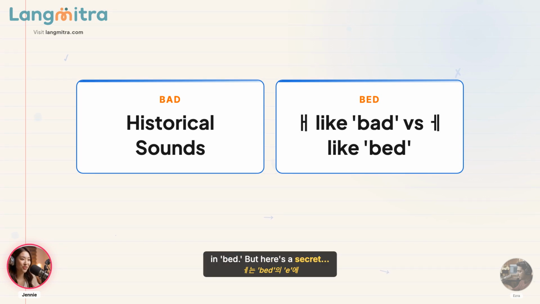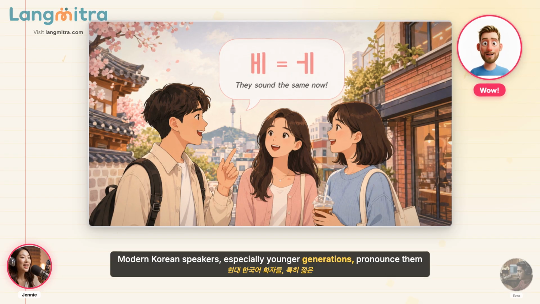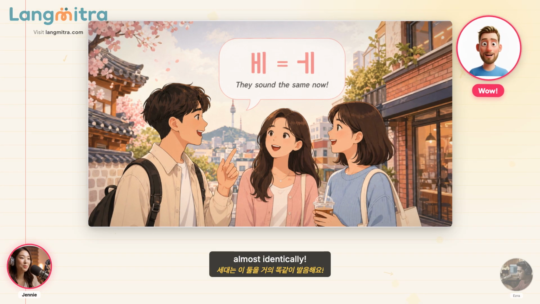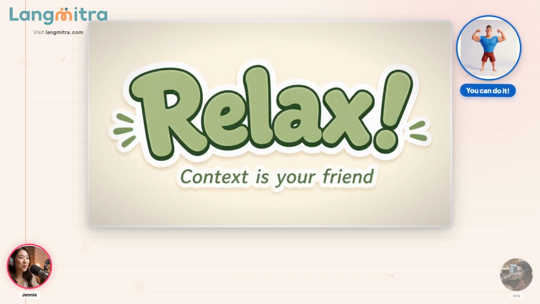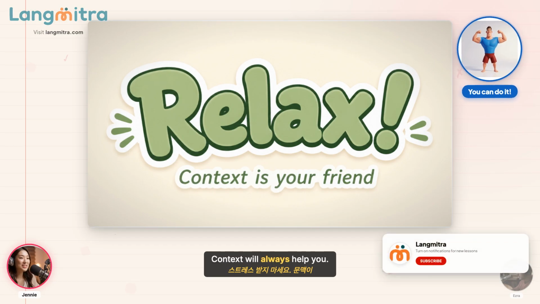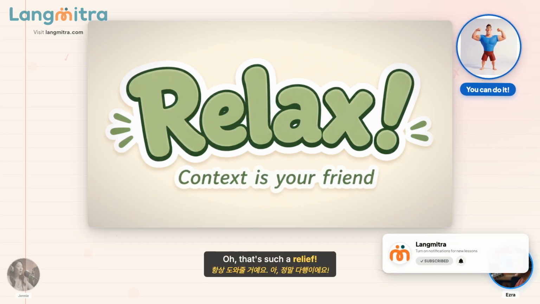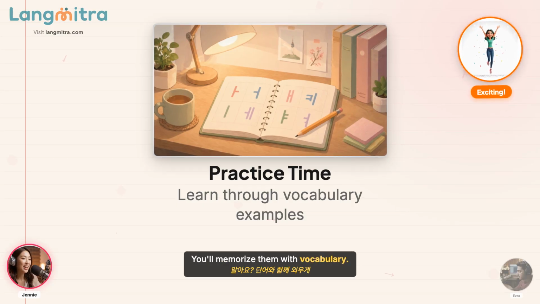But here's a secret. What's the secret? Modern Korean speakers, especially younger generations, pronounce them almost identically. Both sound close to the e in bed. So if you're stressing about the difference, relax. Context will always help you. Oh, that's such a relief. So how do I know which one to use when writing? You'll memorize them with vocabulary.